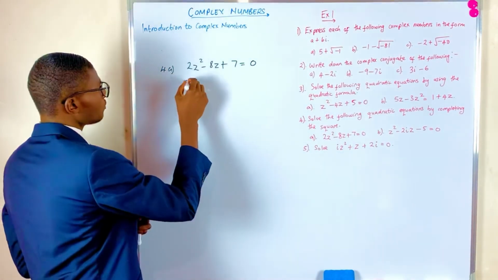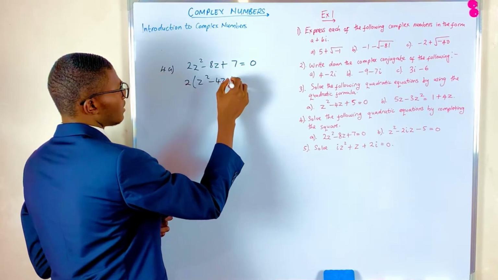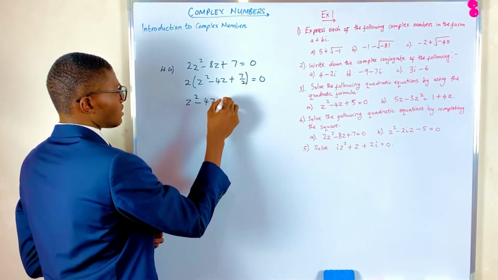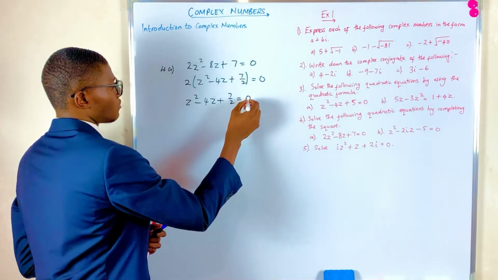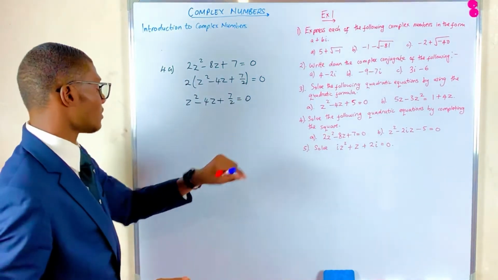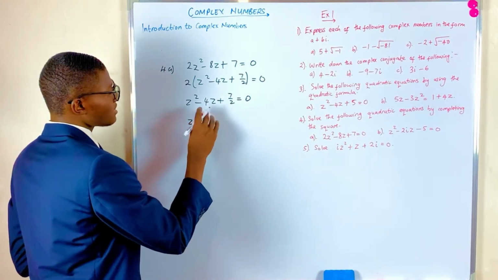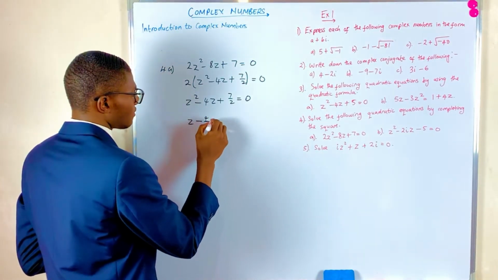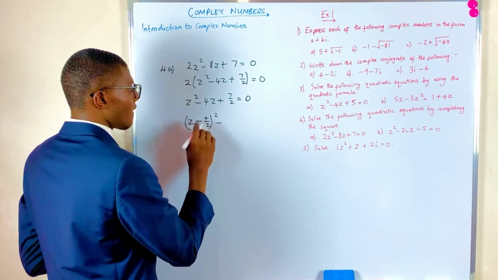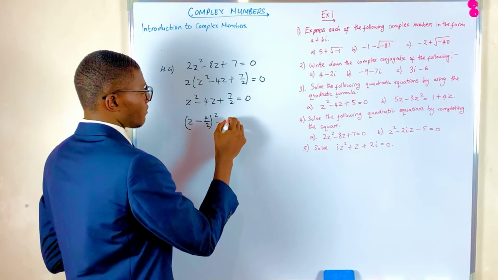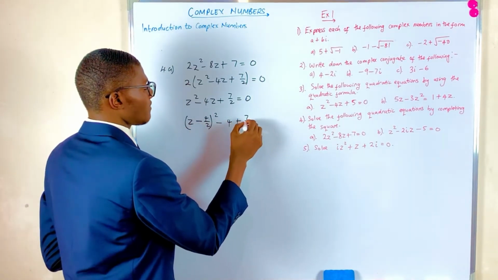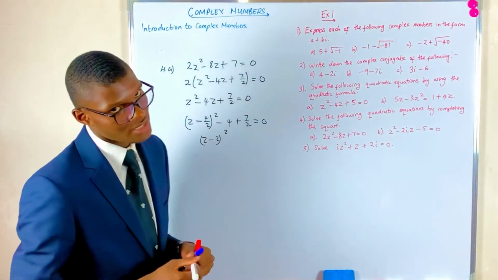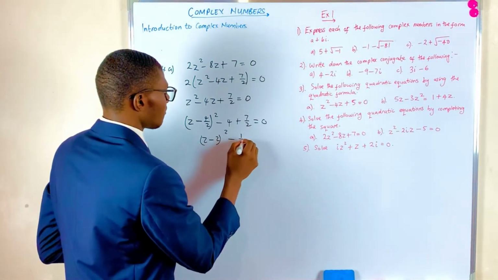So now if you take out the 2, we've got z squared minus 4z plus 7 over 2 being equal to 0. Of course, we divide both sides by 2, and we remain with this. Then we say z minus the coefficient of z over 2, this is 4 over 2, squared, right, minus 4 over 2, that's 2, so minus 2 squared, which is 4, then plus 7 over 2 should give us a 0. So z minus 2 squared, then minus 4 plus 3.5, that will give us a minus half, being equal to 0.